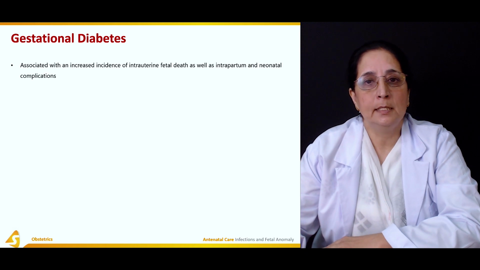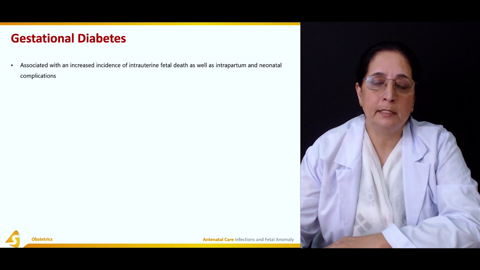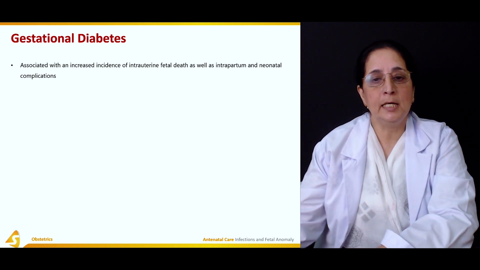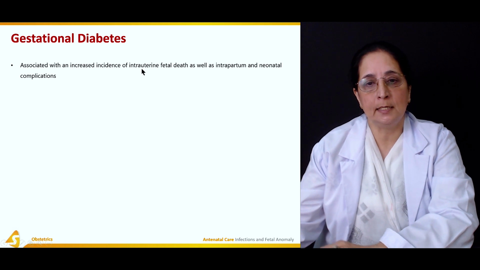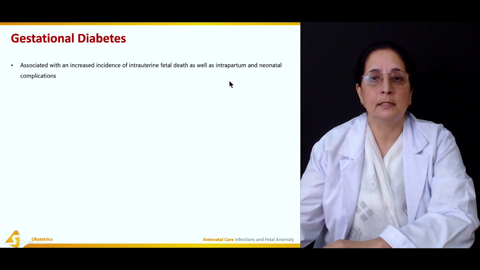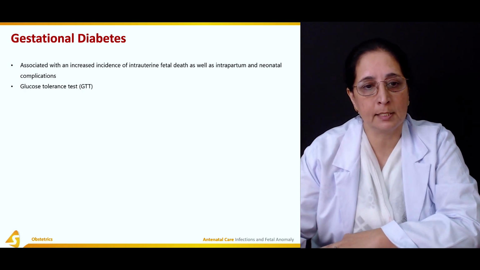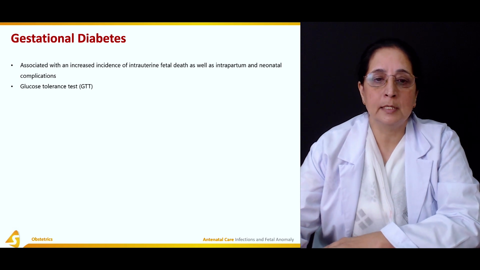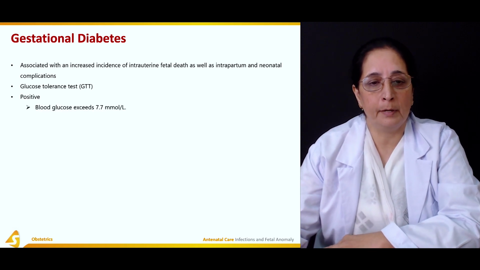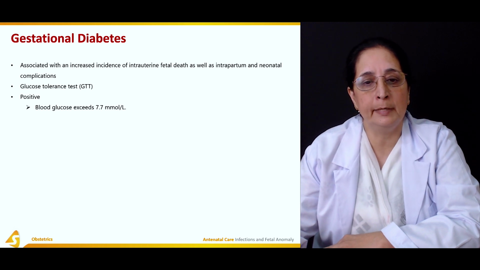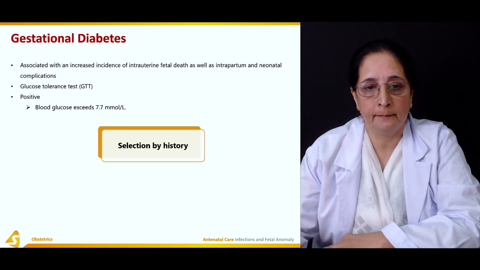Gestational diabetes is diabetes or increased blood glucose level during pregnancy. It is associated with increased incidence of intrauterine death as well as increased intrapartum and neonatal complications. Glucose tolerance test should be performed, and if blood glucose is more than 7.7 millimole, it's positive.